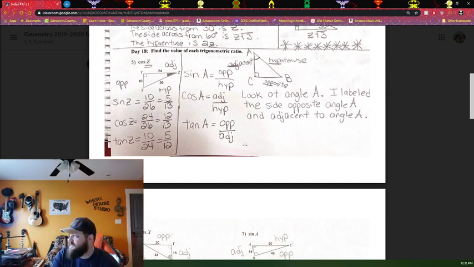It's pretty easy. If you can remember the words opposite, adjacent, hypotenuse, then all you need to write on your paper whenever you're doing this is Sokotoa. That makes it really easy to remember.